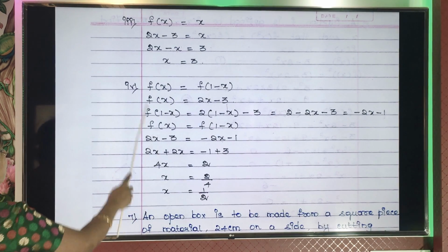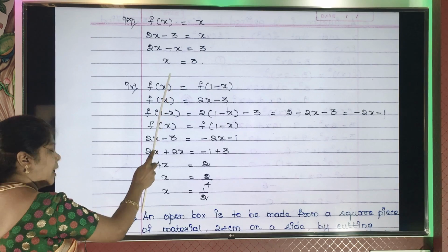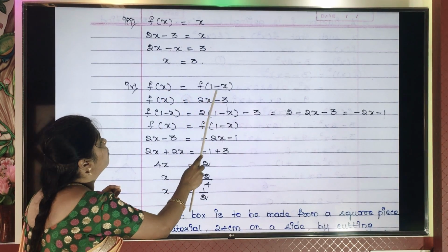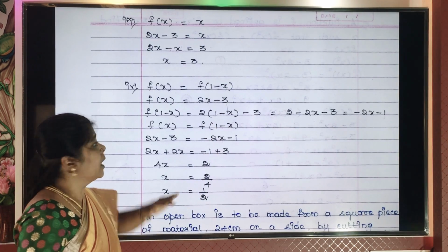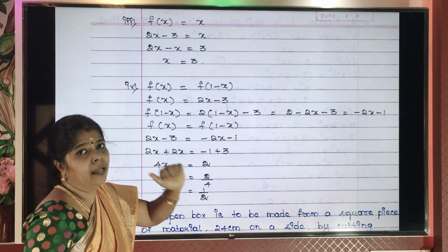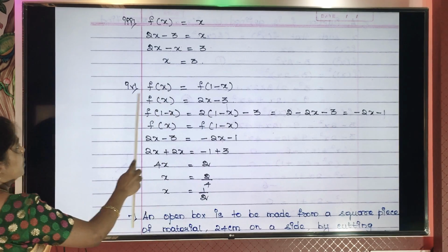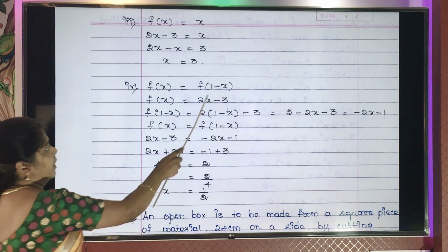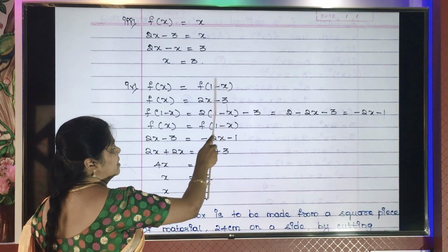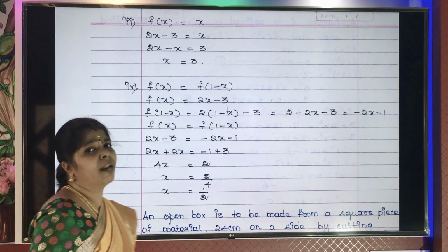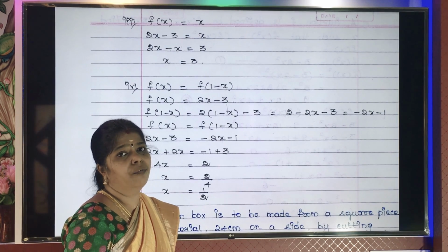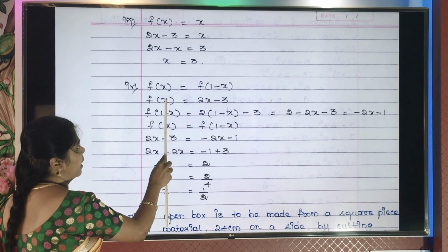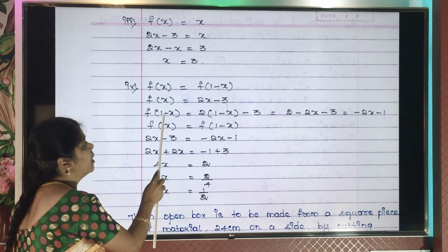Now coming to the fourth subdivision, f of x, இதுவும் அதேதான். Find x when f of x is equal to f of 1 minus x ன்னு சொல்றாங்க. இந்த condition படி x value என்ன? This is the question. So we all know f of x is equal to 2x minus 3. But we do not know what is f of 1 minus x. Am I right? So what we need to do? First we need to find f of 1 minus x. So in the place of x, substitute 1 minus x.